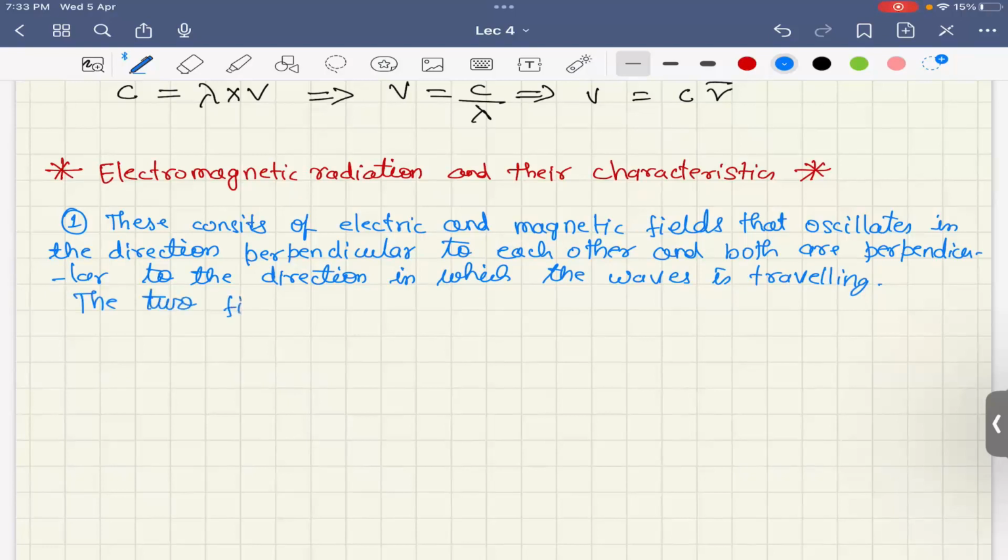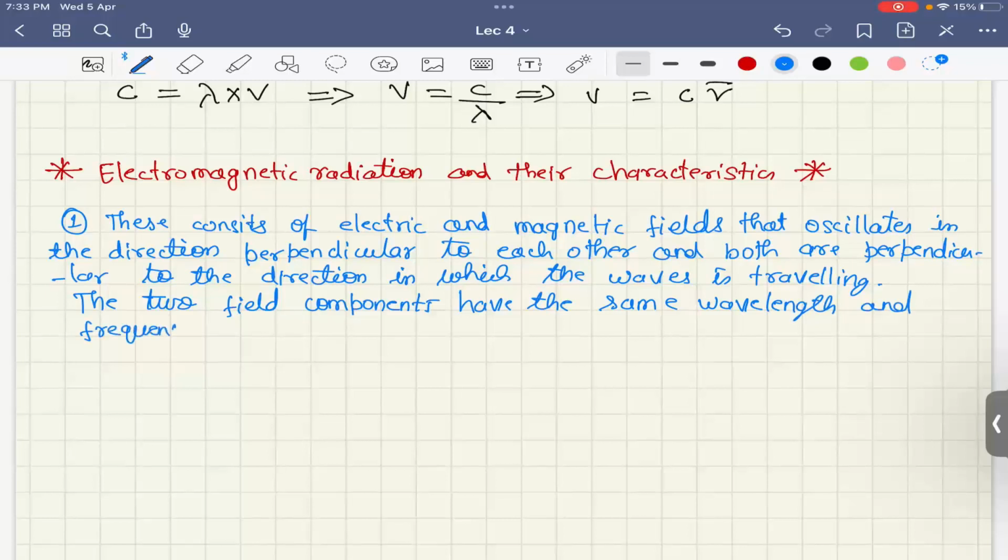The two field components have the same wavelength and frequency. Second, all the electromagnetic waves travel with the same speed. In vacuum, the speed of all types of electromagnetic radiation is 3 into 10 to the power 8 meter per second. This speed is called the speed of light.